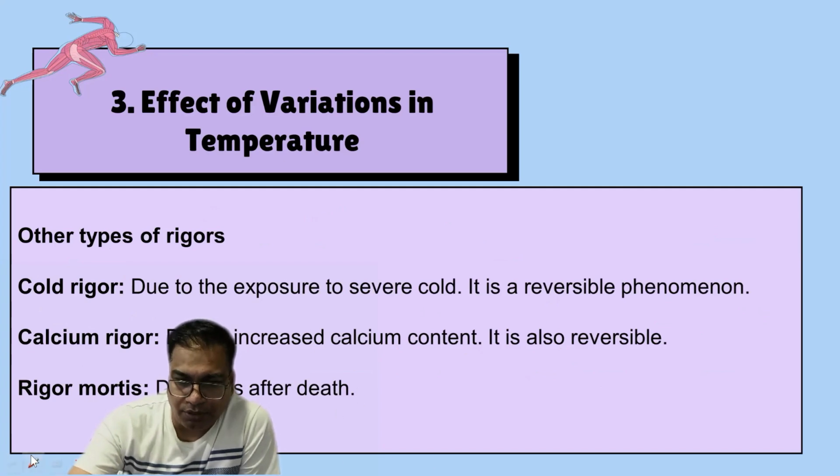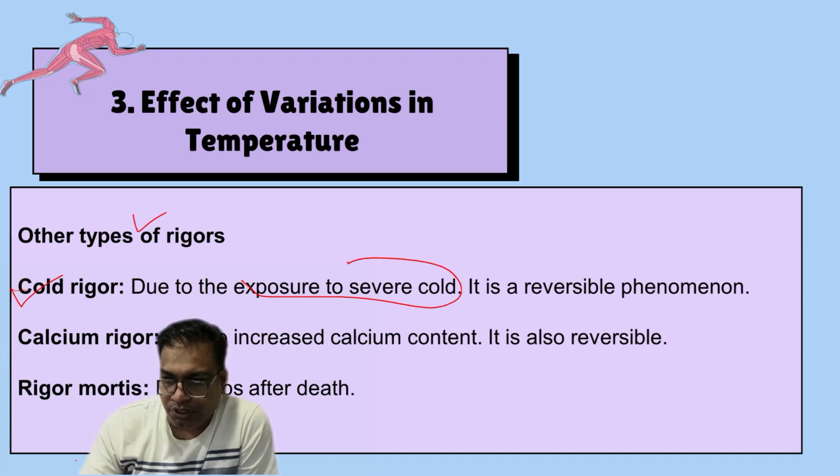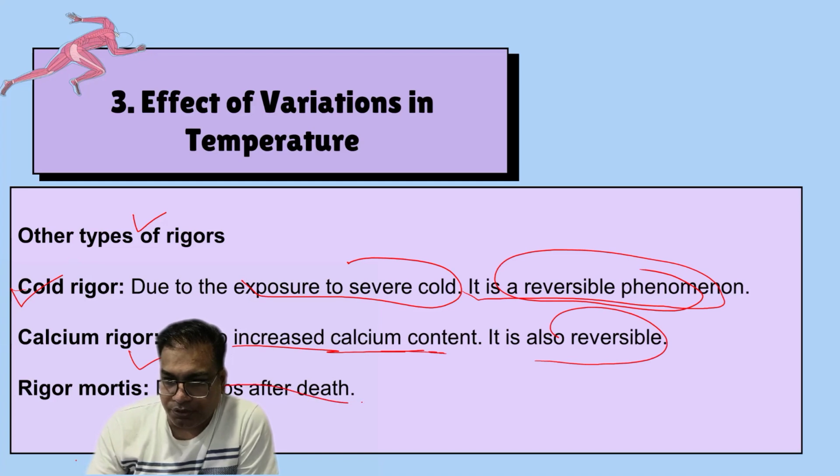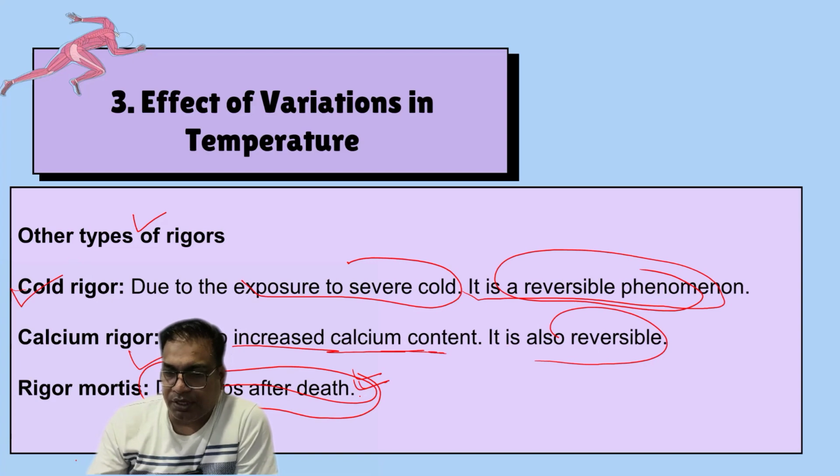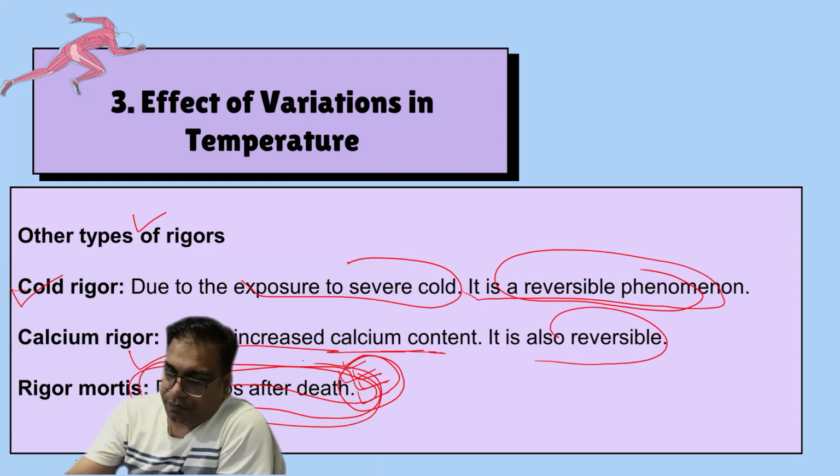Now come to the other types of rigor which depend on various temperatures. If the temperature is low, there is a cold rigor due to exposure to severe cold. That is also a reversible phenomenon. Calcium rigor, which occurs due to increased calcium content, is also reversible. Rigor mortis develops after death, because after death there is no availability of ATP, so muscles cannot relax easily. That's why muscles become stiff after death.